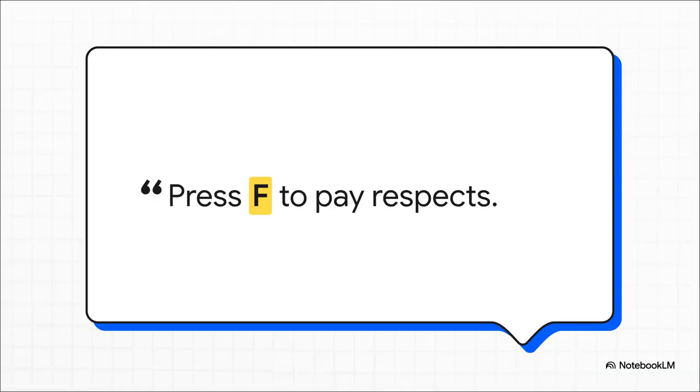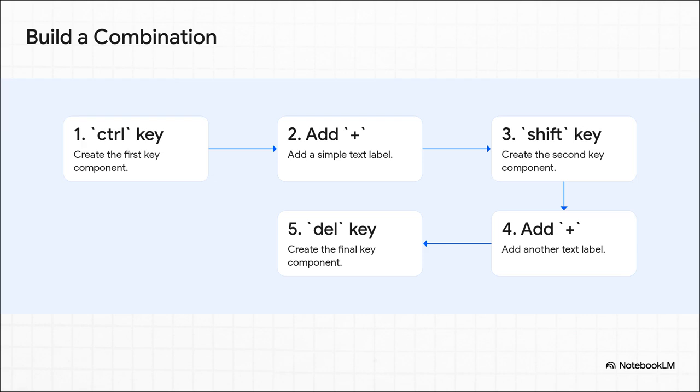One of the coolest things is that these keys don't have to live in a grid by themselves. You can pop them right into your sentences. So instead of just writing press F, you can actually show the F key. It just makes your instructions so much clearer and looks way more polished. And what about showing keyboard shortcuts? It's just as easy. It's exactly what you'd think it is. You just lay things out one after another. You create a key for control, add a simple plus label, create another key for shift, and so on. It's a really simple additive way to build things.